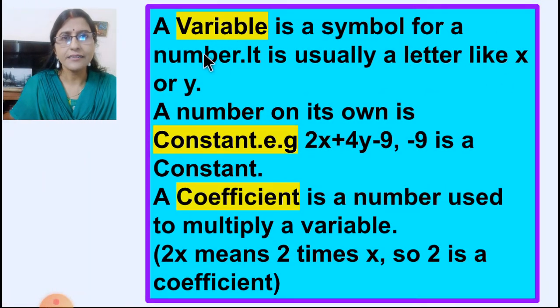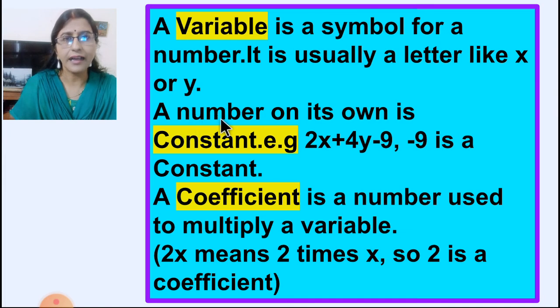Now next is variable. We have learnt about variable. A variable is a symbol for a number. It is usually a letter like x or y. We have seen in an equation there will be some letters used, and these letters are called variables. You can assign any value to this variable. That's why the name variable is given. Its value changes.